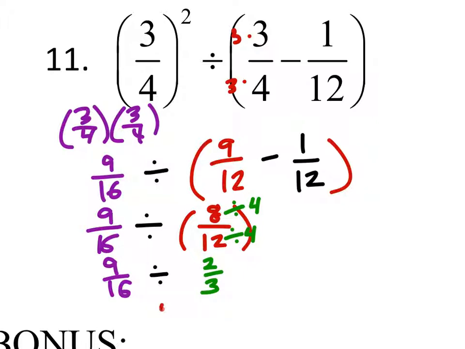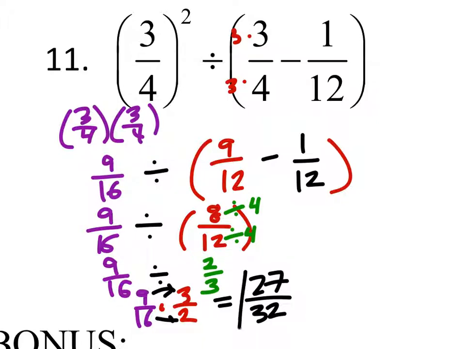So I'll change that to multiplication and reciprocate the divisor. 9/16 times 3/2. Well, 9 times 3, that's 27. And 16 times 2, 32. I don't think this can be simplified. Not divisible by 3. Yeah, so we're good.